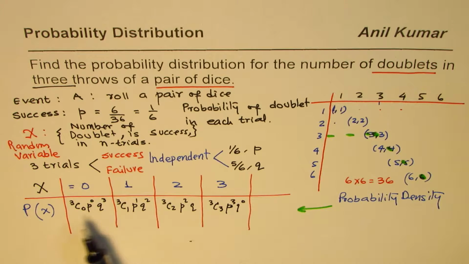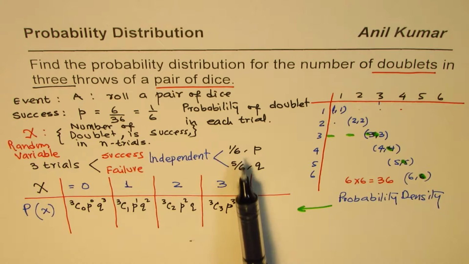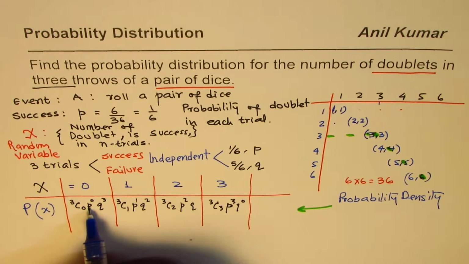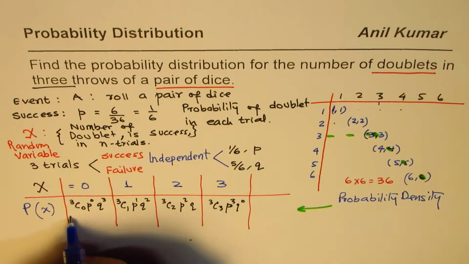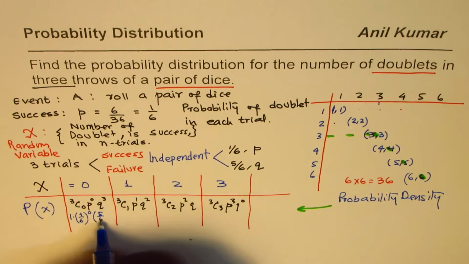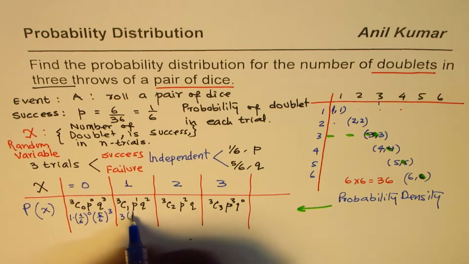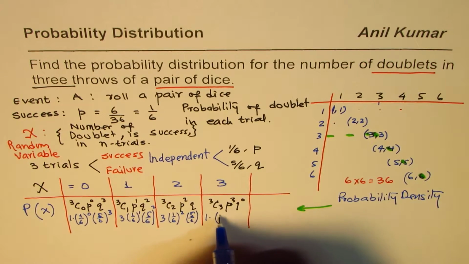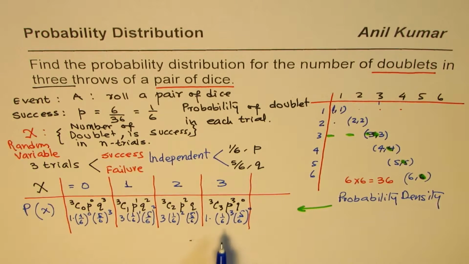So you can actually calculate the values with P as 1 over 6 and Q as 5 over 6. Correct? So if you substitute, you get your answer. 3C0 is 1, times 1 over 6 to the power of 0, and 5 over 6 cube. The next is 3, 1 over 6 to the power of 1, 5 over 6 square, and this is again 3, 1 over 6 to the power of 2, 5 over 6, and this will be 1, times 1 over 6 cube, and 5 over 6 to the power of 0. Is it okay? So that is what you get.